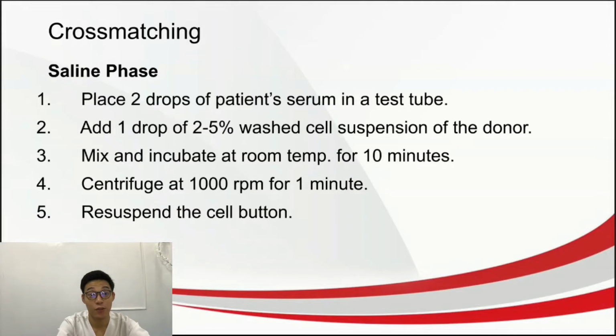So let's proceed now to the procedure. So first we have the saline phase. So as you can see, in the procedure, we have to place 2 drops of patient serum in a clean test tube, then add 1 drop of 2 to 5% washed cell suspension of the donor. Then mix and incubate at room temperature for 10 minutes. Centrifuge at 100 rpm for 1 minute, and then resuspend the cell button. Agglutination at this stage indicates the presence of IgM antibodies, which means it is positive.